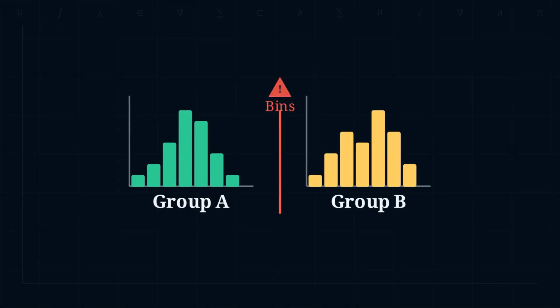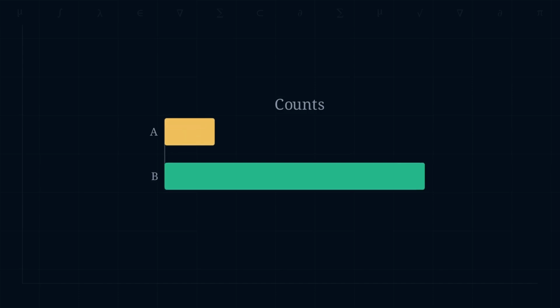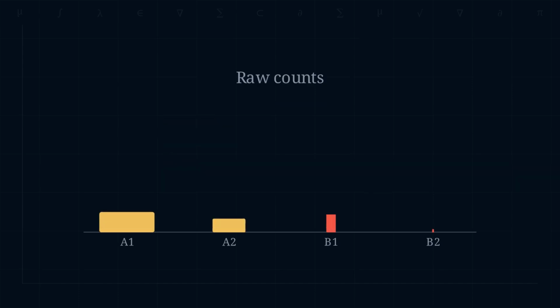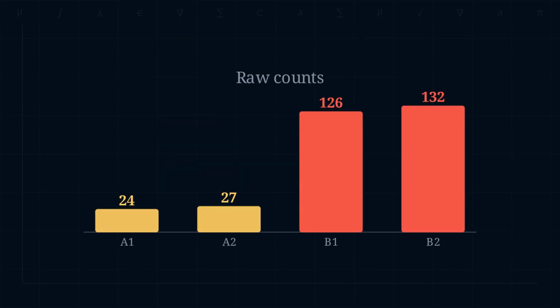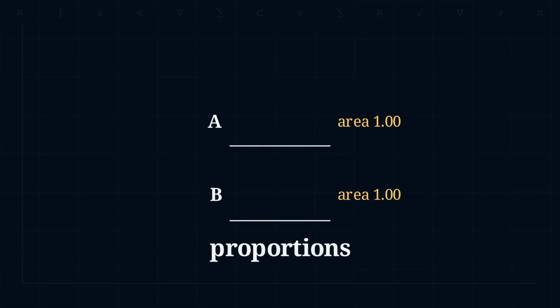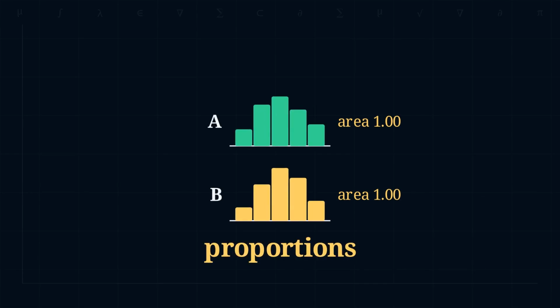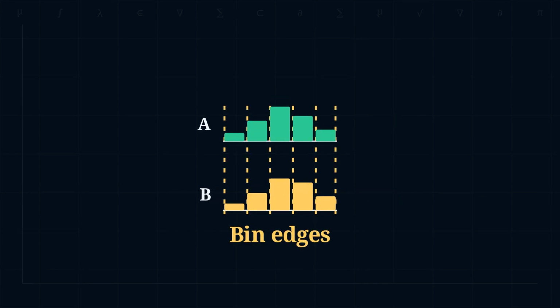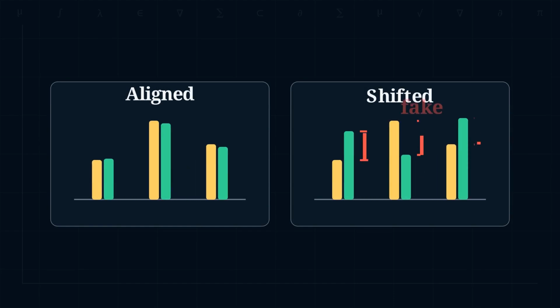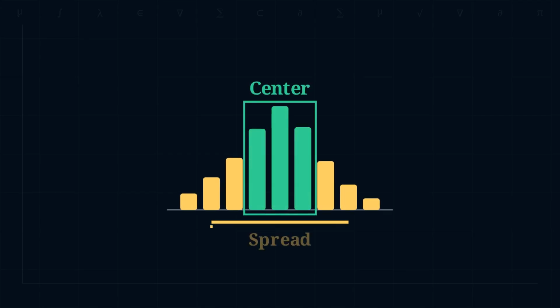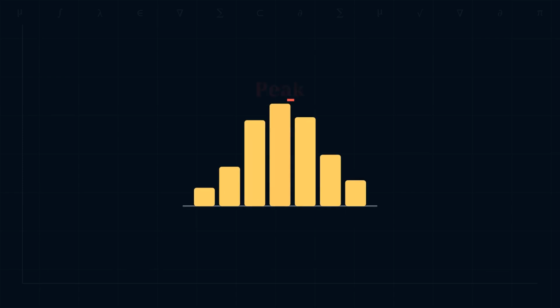Comparing two groups with histograms is tempting and also treacherous. If the groups differ in size, counting heights will lie to you, because more data means taller bars even if the shapes match. Use rescaled histograms so that areas reflect proportions and keep the bin edges and axes identical across panels, or you will manufacture fake differences. Then read differences in center, spread, and tail shape, not just the position of the tallest bar.